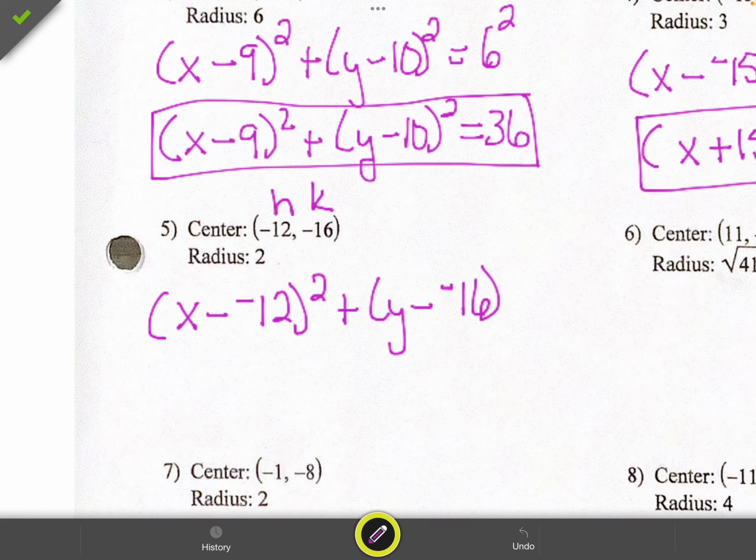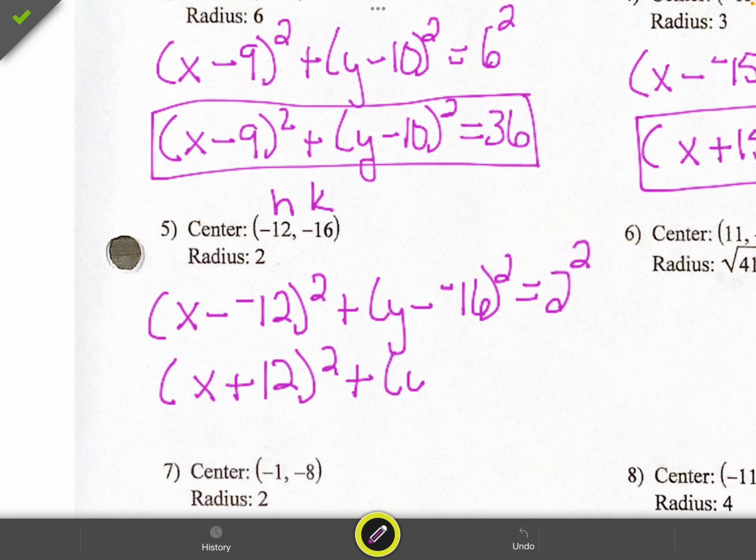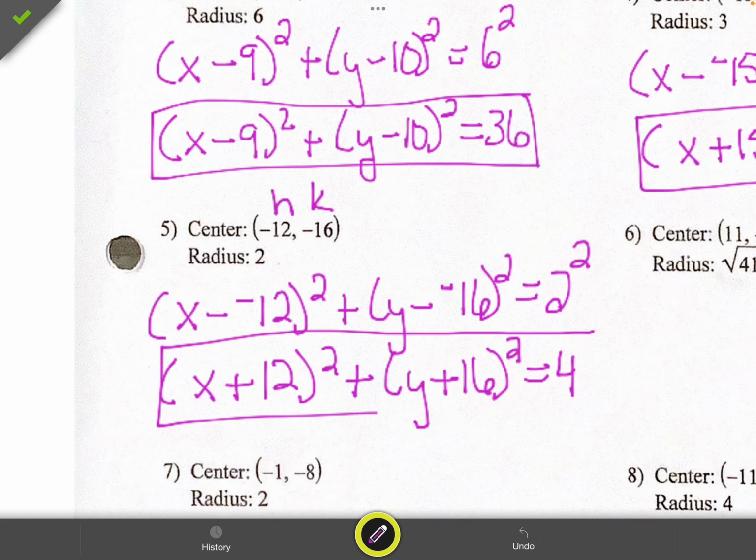All right, hopefully you paused the video and tried this yourself. When you drop your h, k, and r in, there is some cleanup we have to do. Minus negative 12 becomes plus positive 12. Minus negative 16 becomes plus 16. And 2 squared is 2 times 2, which is 4. So there's my final answer.